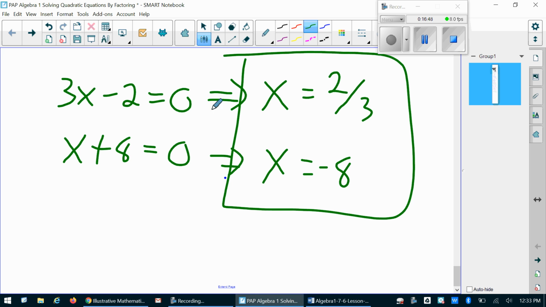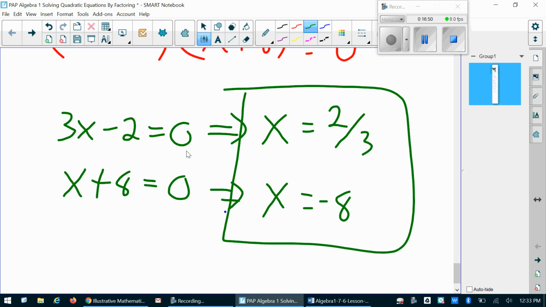That's solving by factoring. Like I said, this is something that we've really already done. We're just taking it one step further.